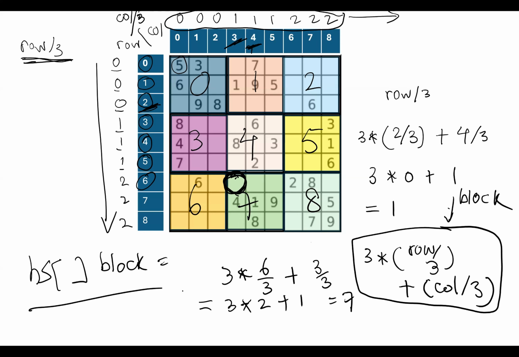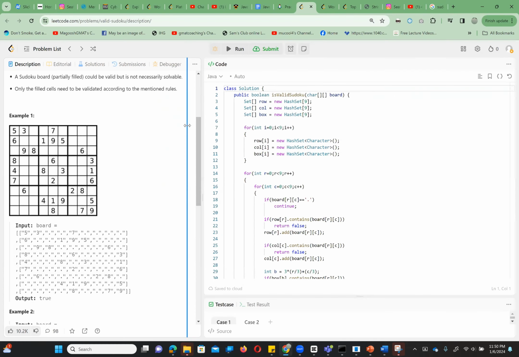We'll read one after another. We'll read the whole board, and for each value, we'll add it in 3 hash sets. And whenever there's a conflict, we'll just return false, right? That means it's not a valid Sudoku board. Okay, so let's check the code.